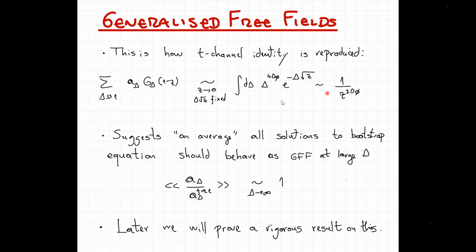So it seems like a very general mechanism, right? Because the conformal blocks will always behave like this. They will always have that exponential 4 to the delta, which will have to be canceled. And since I want to reproduce this power, it seems this factor will also always have to be here. So what this suggests is that, on average, whatever this means, any solution to the bootstrap equation should roughly behave as generalized free fields at large scaling dimension. There should be some notion of average where the OPE density divided by the free OPE density that I mentioned becomes one at large scaling dimensions. And later we'll prove the rigorous version of this statement.